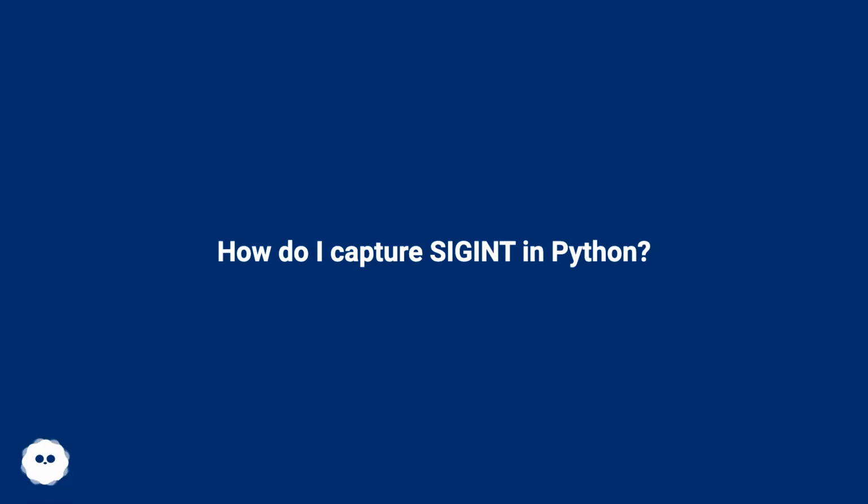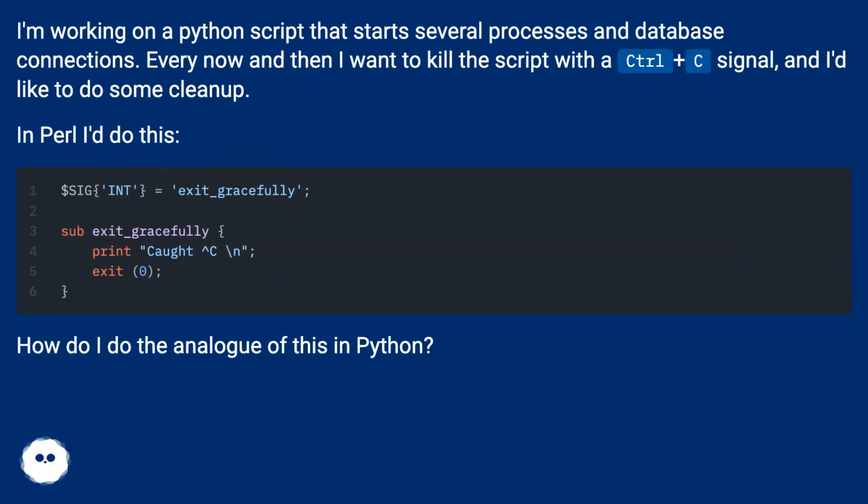How do I capture SIGINT in Python? I'm working on a Python script that starts several processes and database connections. Every now and then I want to kill the script with a Ctrl+C signal, and I'd like to do some cleanup. In Perl I do this. How do I do the analog of this in Python?